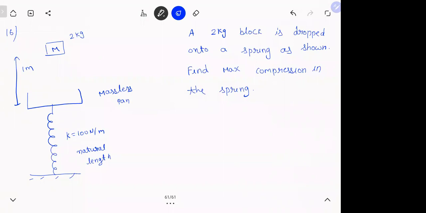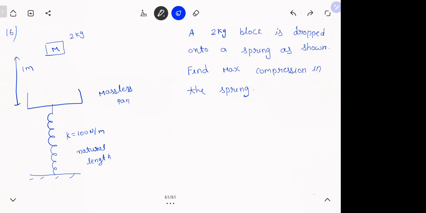Next thing, how to do this thing then? Any ideas? One most common mistake, what people do, they write like this: 2 into G into 1 meter is equal to half kx square. Meaning they write this potential energy is a spring energy. What is the common mistake? Something actually more than that happens.